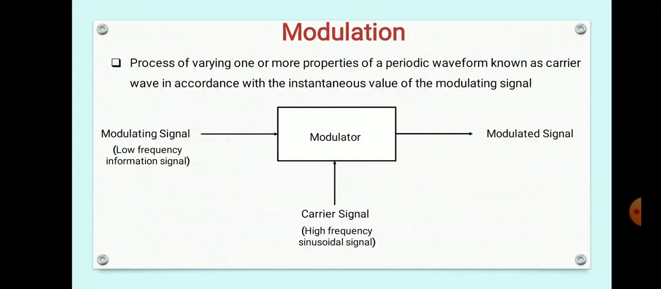So next topic is the modulation. We have already studied what communication is. Communication is the sending of information from a source to a destination. In communication, information signals have to be transmitted over long distances. The information signals are usually low frequency signals. So they can be transmitted through cables or optical fibers.